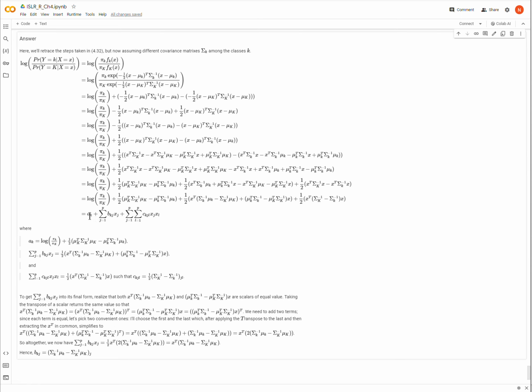So now a_k is this guy, right? And the way I can identify that is a_k has no dependence on x, and you look at all of the terms here, and there's no dependence on x. Okay.